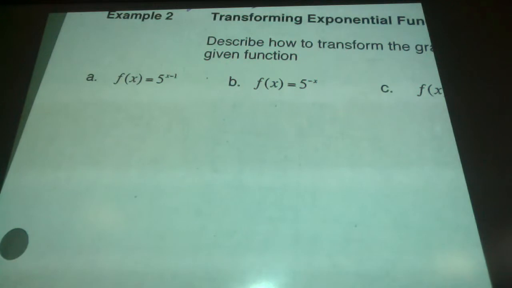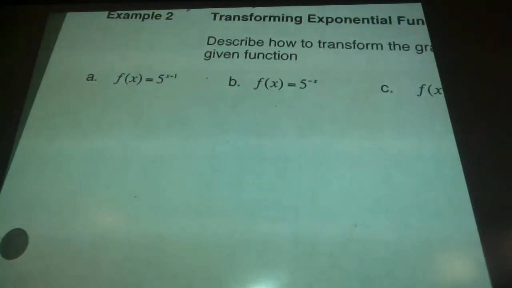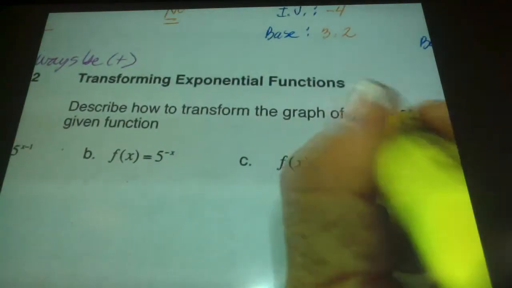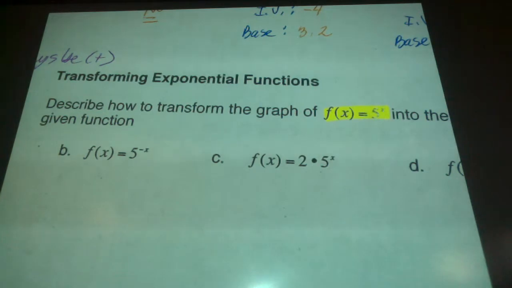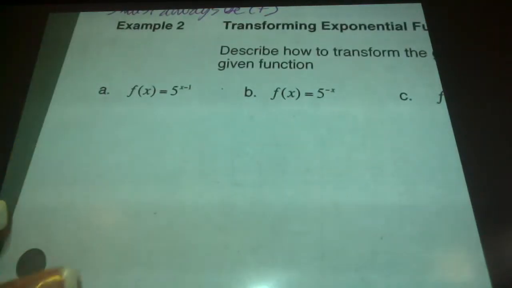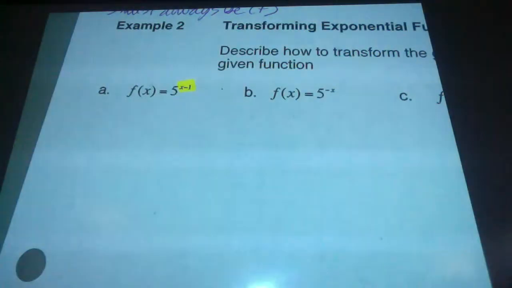All right, so then transforming. We're going to use our past knowledge and our calculator. And we're going to guess what's going to happen to the graph of 5 to the x. So we have this graph, 5 to the x. That's our original graph. And we're going to do things to it. So the only difference here on A is what happened in the exponent. So go back to what you've been taught.